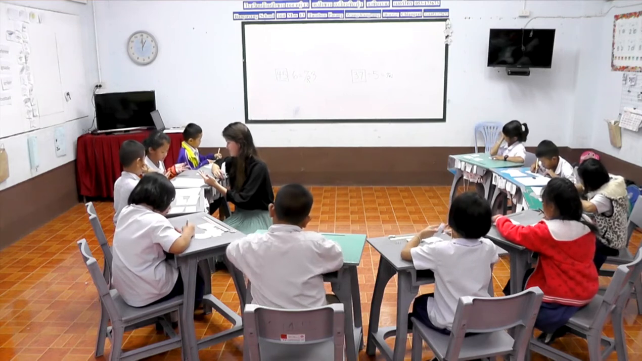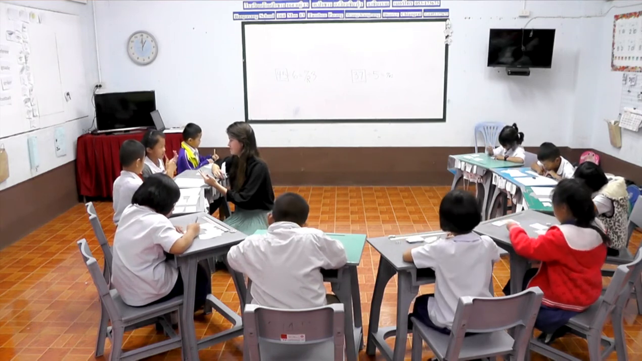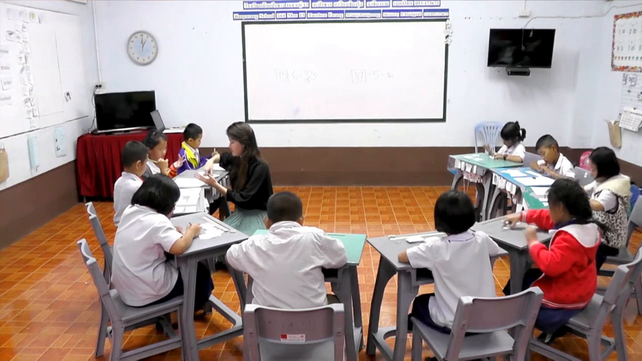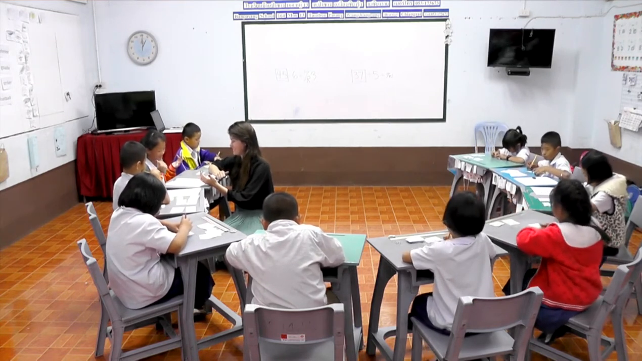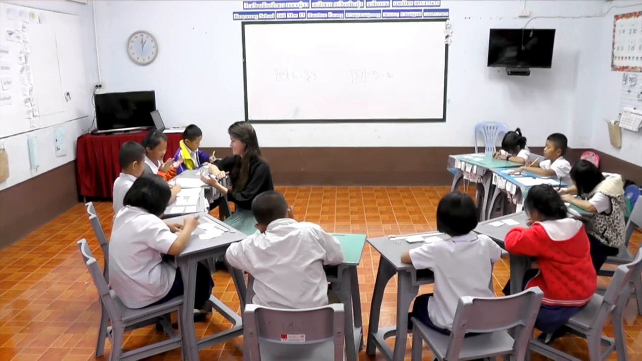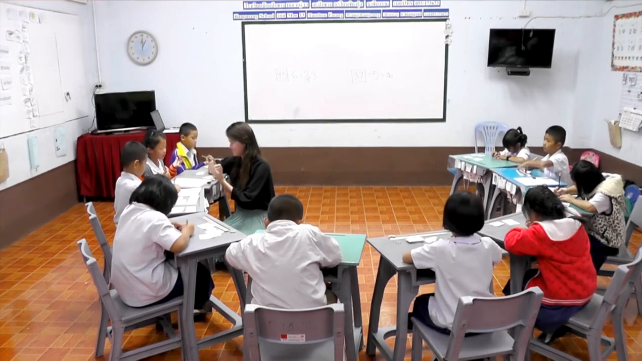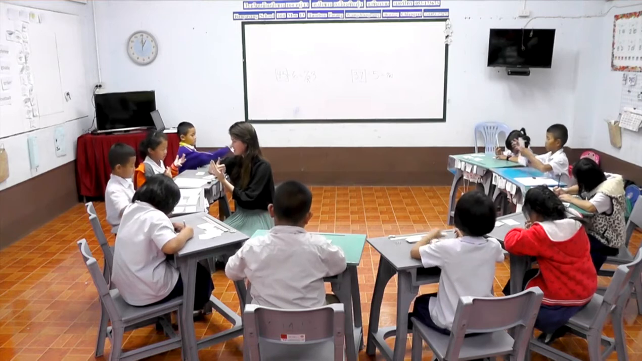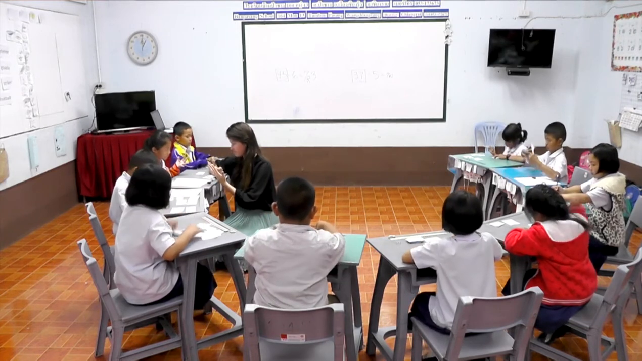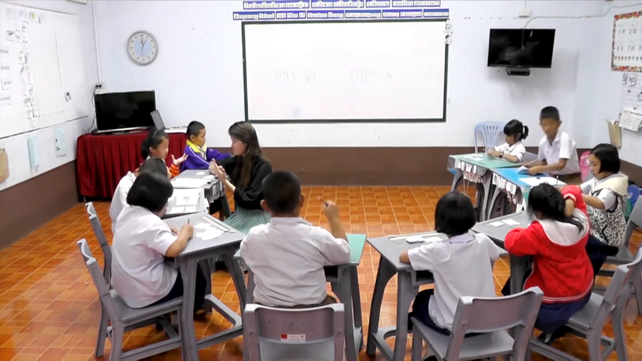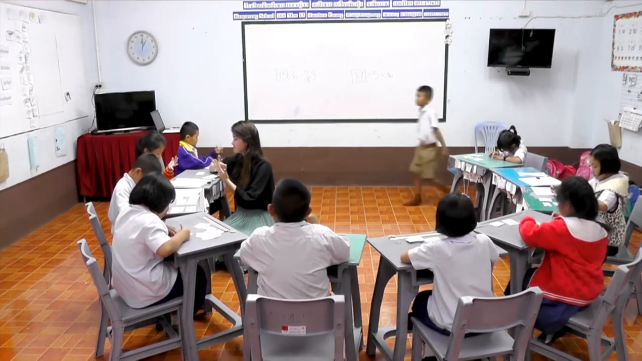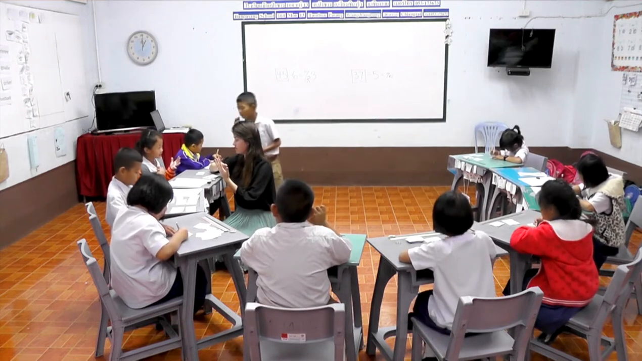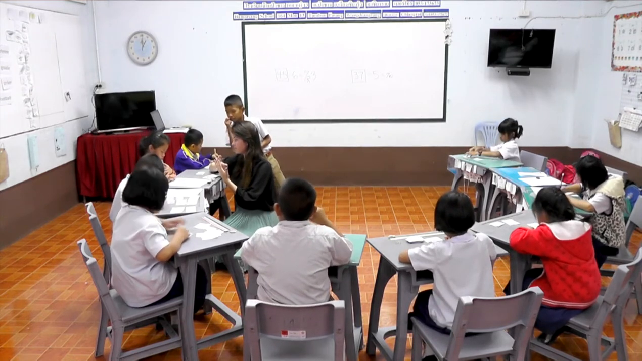Four, eight, twelve, 15. Good. 20. Very nice. 24. Great. 28. Very nice. 30. What number are we looking for? 29. Okay, so I think, should we stop there?